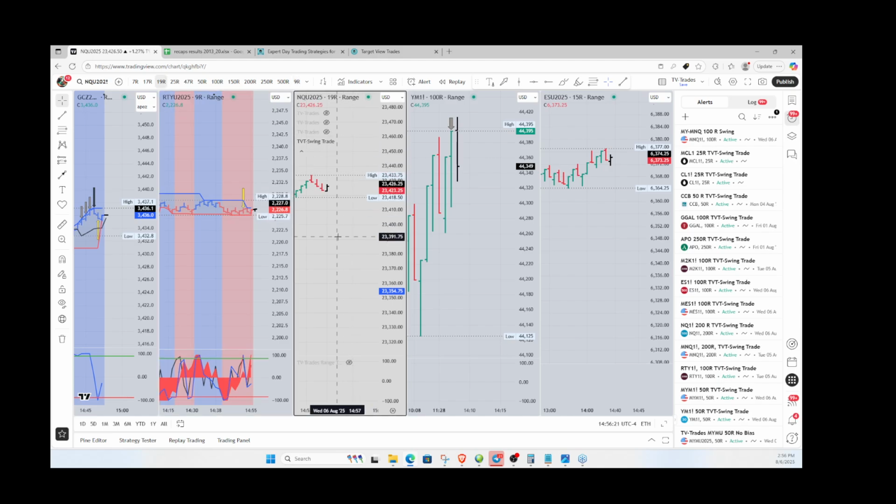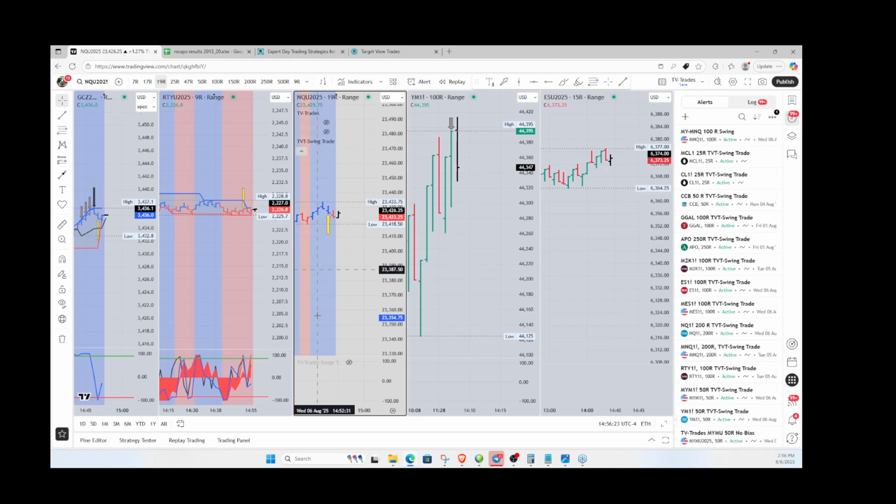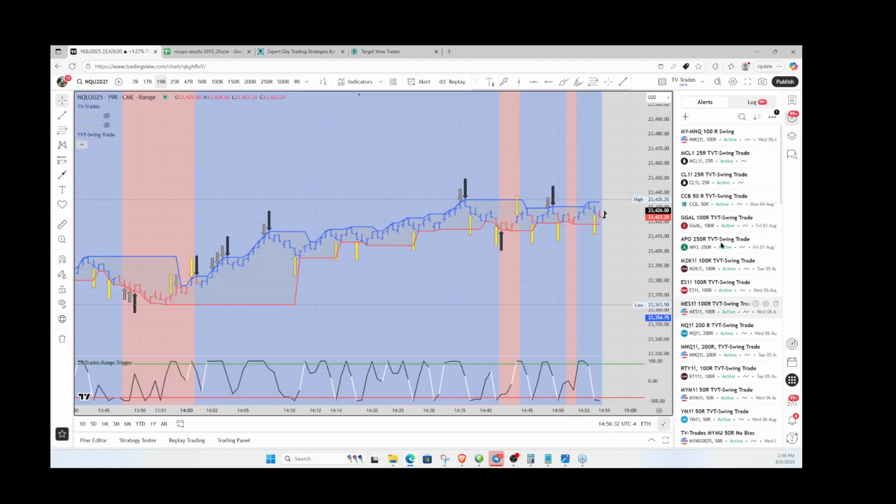So the NQ, we did have that on 19 range, but I got to turn some of these things back on for this. Oops, I don't have the midpoint on there. Let me show you guys how to do the midpoint, and explain what the midpoint is.